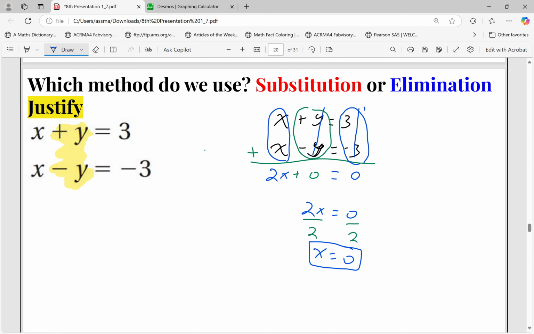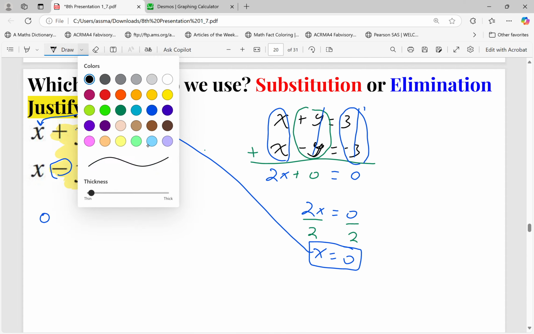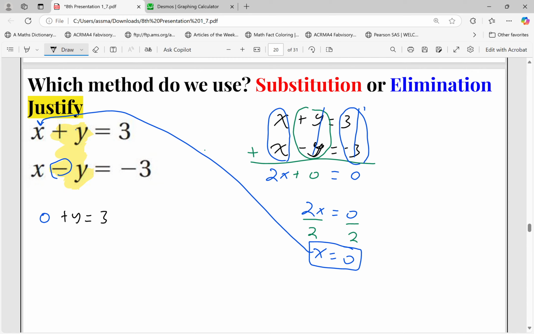Okay, so then what I could do now is decide whether I want to substitute the x into the top or bottom. And I'll be honest, I don't like minuses. So I'll substitute it back into the x here. How would that look, you might ask? Well, let me show you. Instead of x, I'll plug in the 0. And then I'll have plus y is equal to 3. If I work this out, I'll have 0 plus y, which is just y, is equal to 3.